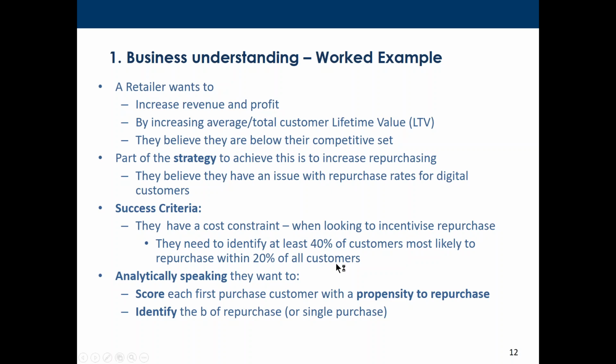But like most businesses, they have a cost constraint, so they can't try and incentivize all customers to buy twice, and that probably wouldn't make sense anyway. So what we set out to do here was to identify 40% of customers who will repurchase, but in the top 20% of all customers. So we wanted a model that would say, the top 20% of customers that the model says will repurchase, we actually have 40% of all the customers who ultimately do go on and repurchase. So those of you who've worked in this area before will recognize that's effectively a lift of 2.